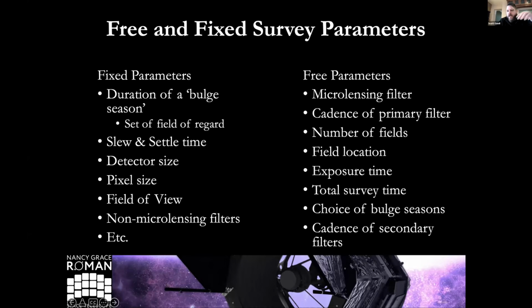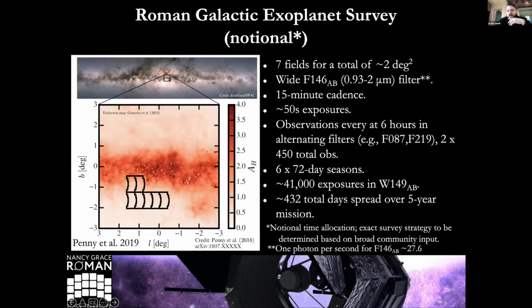So Matthew Penny worked on simulations that optimize these free parameters to try to maximize the yield of planets within a given range. And so what he came up with is basically what's been discussed many times, the notional Roman Galactic Exoplanet Survey. So you can think of this as one possible realization of the Bulge Time Domain Survey that can meet the science requirements that I've laid out before.